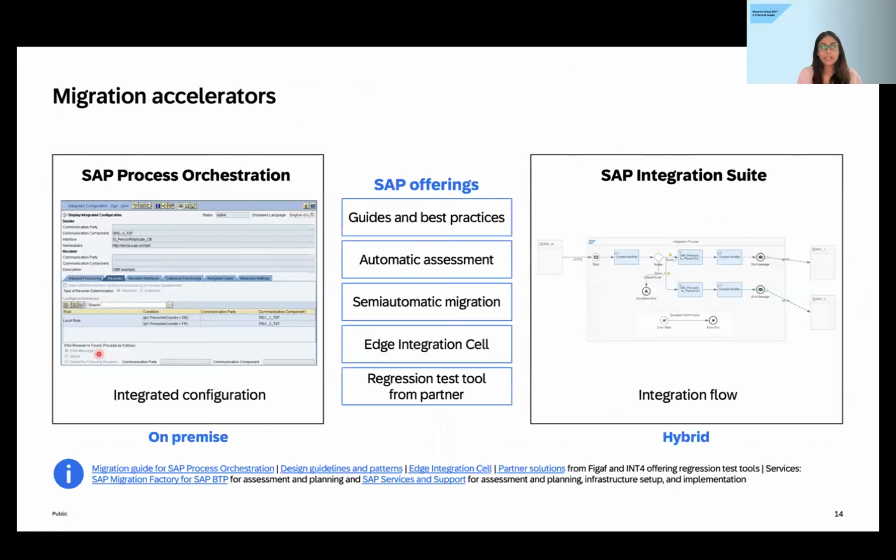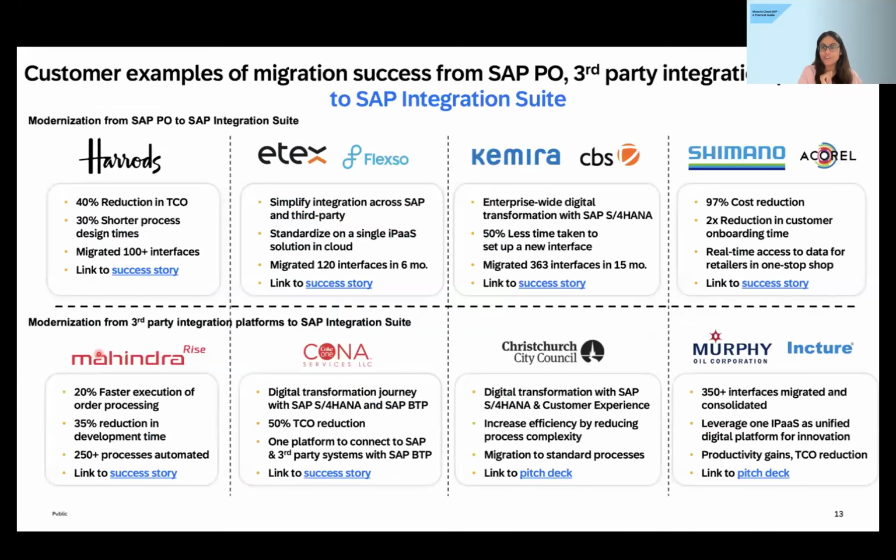With this, I will hand over to Jannis to take us through migration accelerators. Okay, before we move on, I think we have one poll question. Can we just have the first poll question regarding the connectors, please?